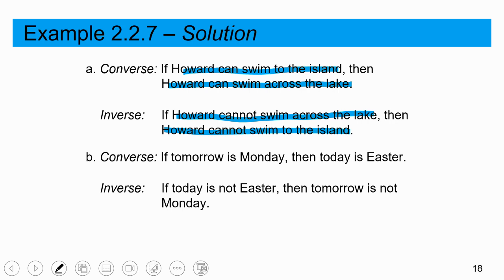All right, and then the second example, switching: tomorrow is Monday and today is Easter. And in the inverse, not switching them, but just negating them. Now, it's important to note that if your original statement is in the negative form, for example, if your original statement said today is not Easter, remember the negation of that would be today is Easter.